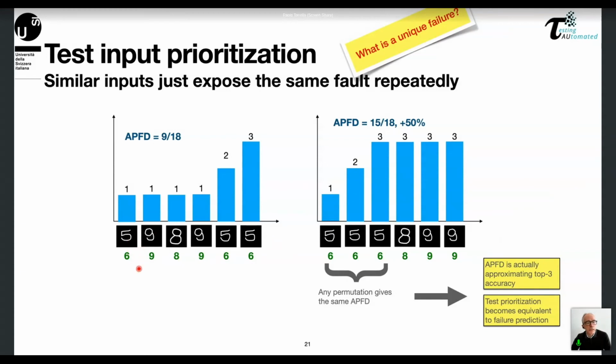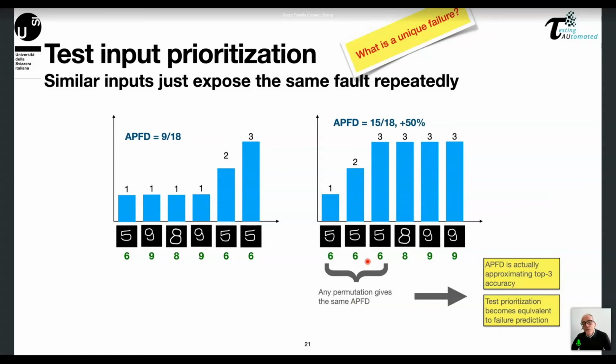Here we have 6 inputs that can be prioritized in this way or in this way. If we prioritize inputs in this way, then here we expose one misprediction because it's predicted as a 6 while it's a 5, then no misprediction, and then we get one more and one more. Here we have all the 3 mispredictions one after the other. So traditionally we measure the area under this curve, which is 50% higher, and we say this ordering is better than this one. But is it really better? Because at the end of the day, this failure is exactly the same, repeated just 3 times.